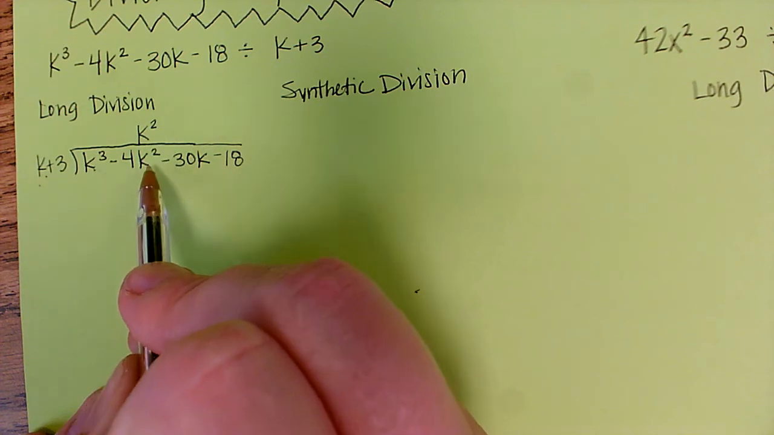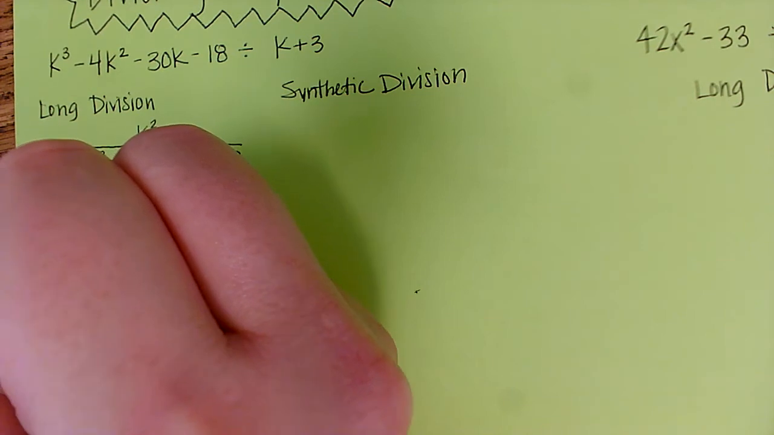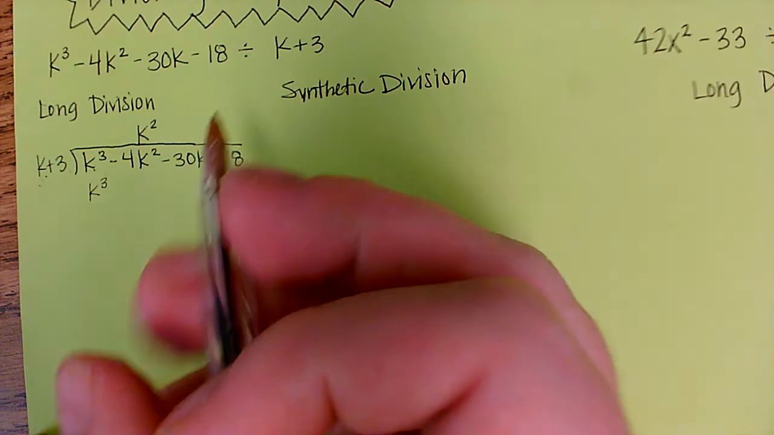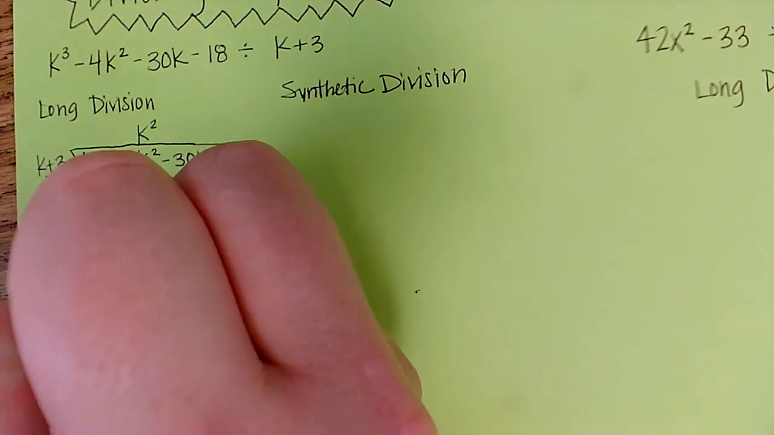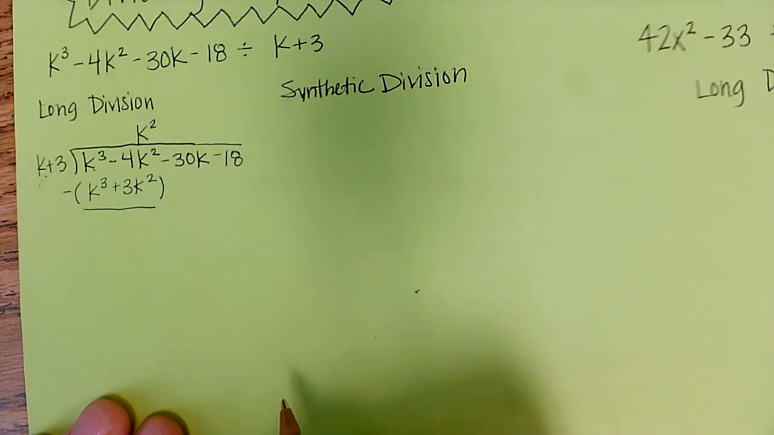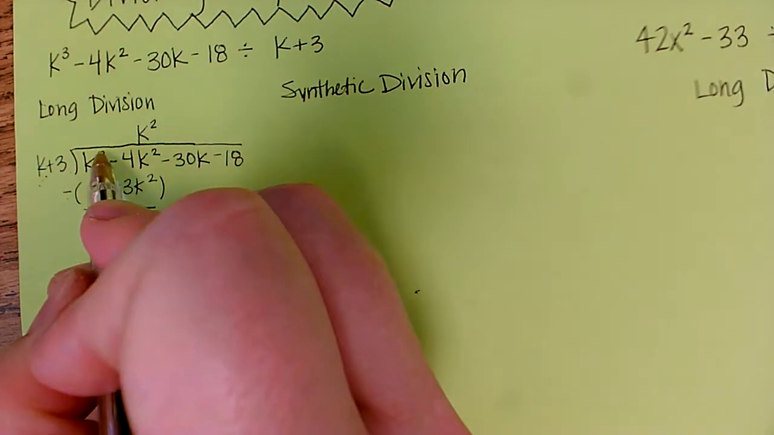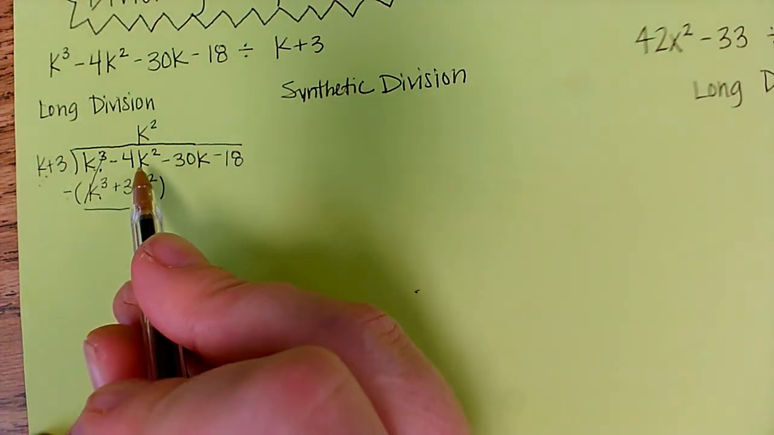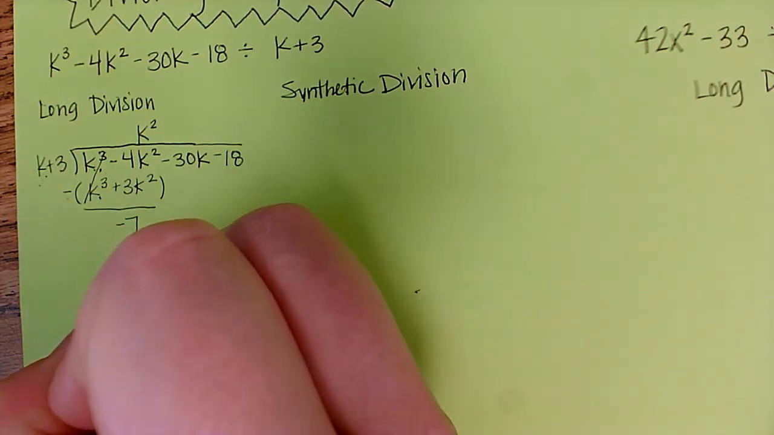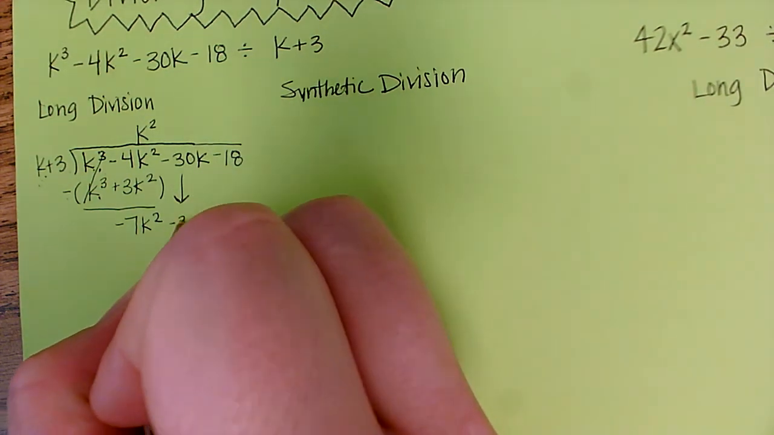Okay? You put your k squared on top of your squared term. So then you multiply k squared times k gives you k cubed. K squared times 3 gives you 3k squared. Remember, just like in regular long division, you subtract. Okay? So k cubed minus k cubed cancels out. Negative 4k squared minus 3k squared gives you negative 7k squared. Again, just like long division, bring down your term, so minus 30k.